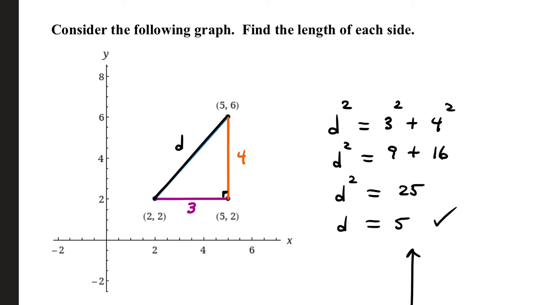3 squared is 9, 4 squared is 16. Add these 2 numbers, you get 25. The square root of 25 is 5. And so these lengths satisfy the Pythagorean theorem, and that's true anytime you have a right triangle.